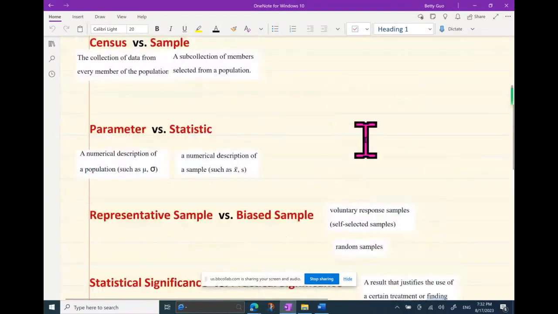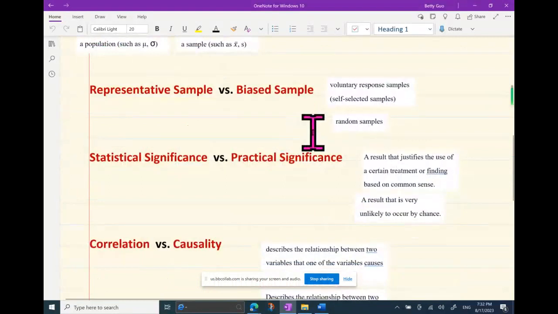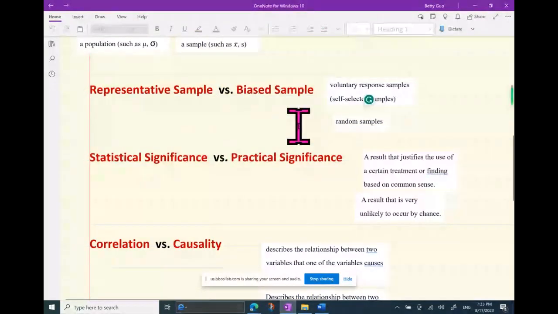The reason we need a sample is that going through every single member in a population is time consuming and not practical in general. So we want to have a representative sample. From analyzing the representative sample, we can draw conclusions about the population. So that's the idea. A representative sample is a good sample. A biased sample is not a good sample.